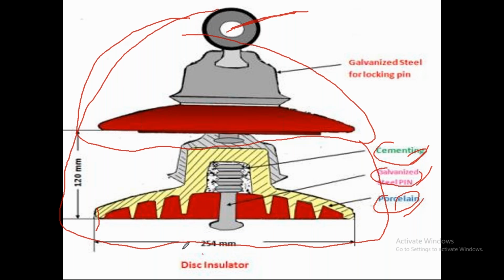This is called a disc insulator. Mostly we use it in the transmission line, and there are different types: disc type, suspension type, and pin type. These are the different types of insulators you are going to study in the third unit.